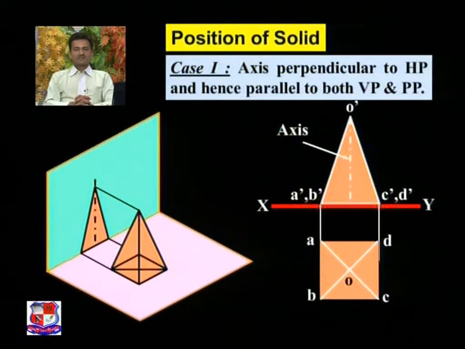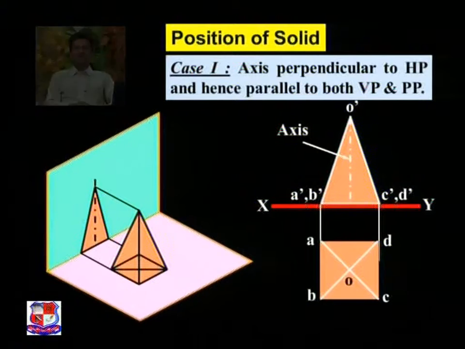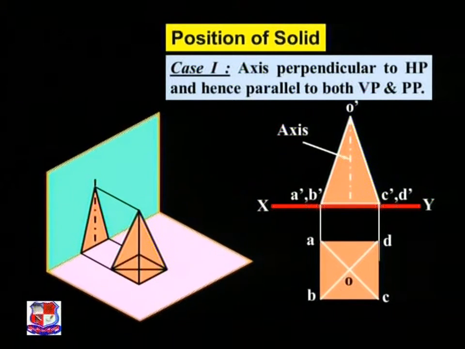So this is case number 1, in which the axis is perpendicular to HP and parallel to vertical plane and profile plane. This is a simple case. So whenever it is given that the axis makes a certain angle with HP, first we have to assume that it is perpendicular to HP, and we have to draw this first step.